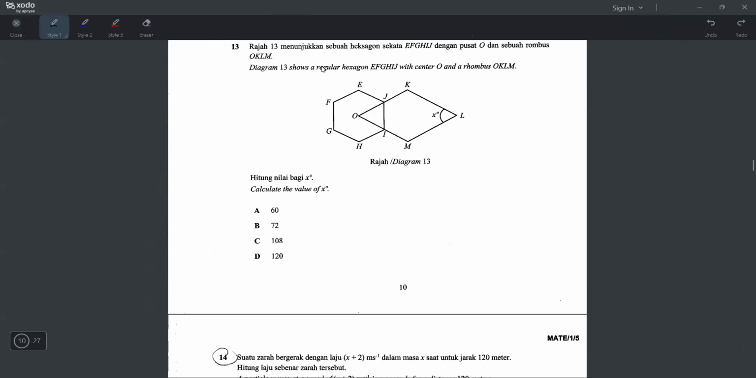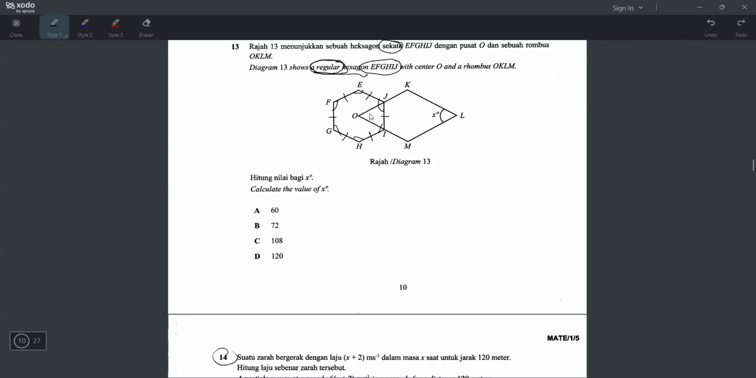Number 13. Diagram 13 shows a regular hexagon EFGHIJ. Okay, I want you to understand this word. So please, I want all students to understand the word regular. In Malay, sekata. So what is regular? When you see the word regular, it means all the sides are the same length. So if you say regular hexagon EFGHIJ, what does it mean? All its sides are the same length, right? And if it's the same length, tell me the angle. The angle will also be the same, right?